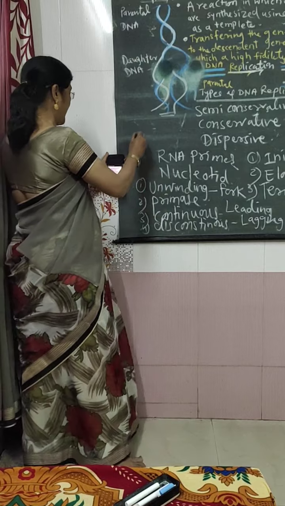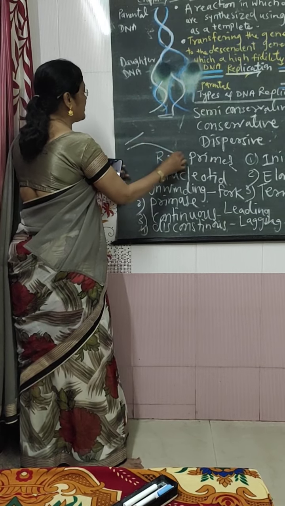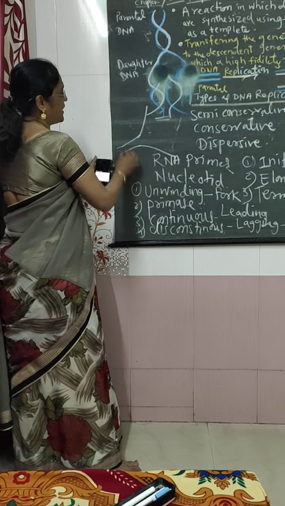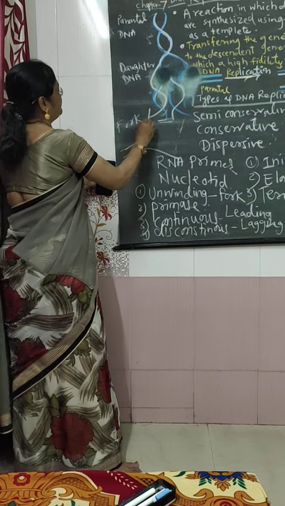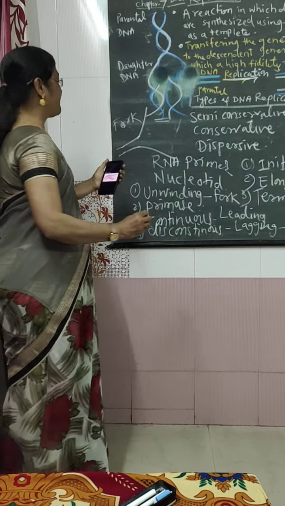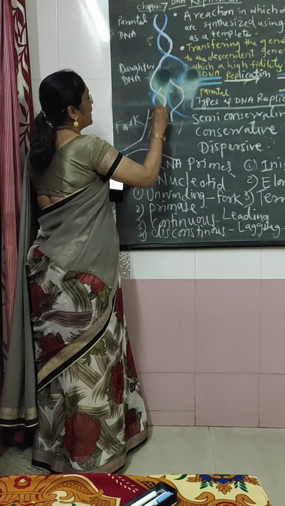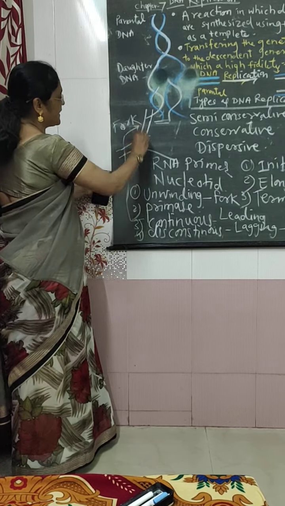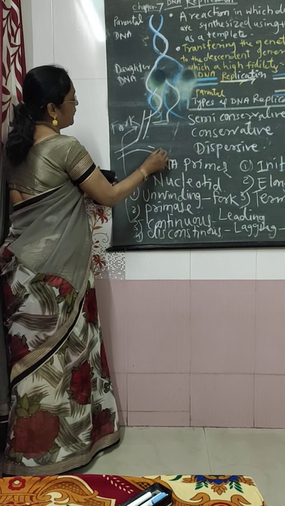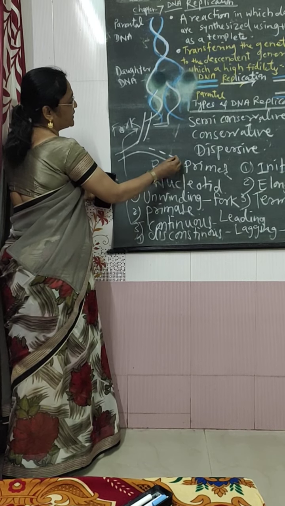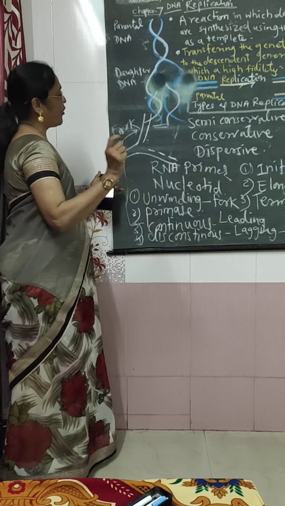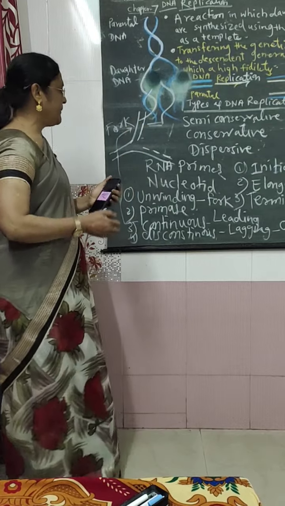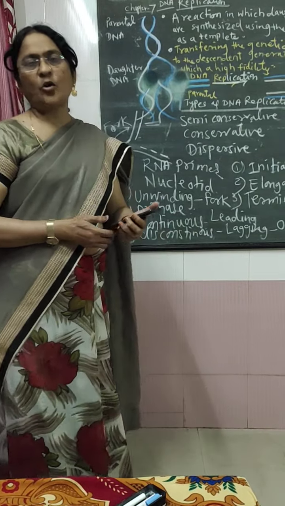See, this is the DNA, and when this is unwound, there is formation of the fork, where one strand is continuously formed. This one is called the leading strand. In the other, there is formation of patches, that is, new strands formed in pieces, and this is called the lagging strand. See, okay, thank you.